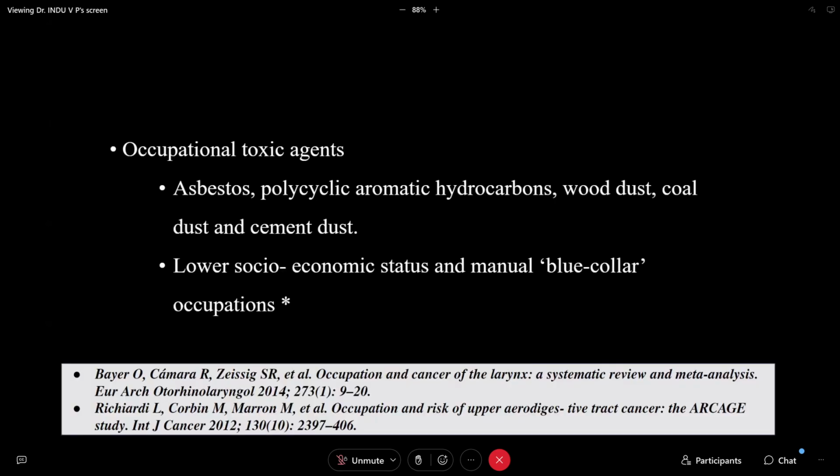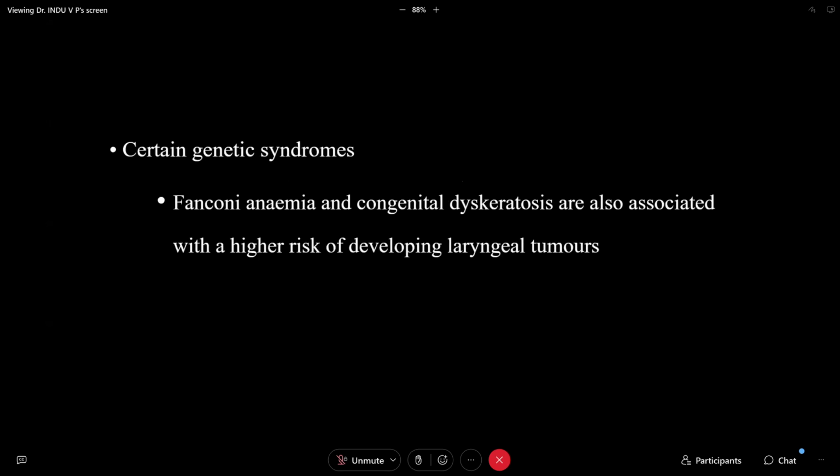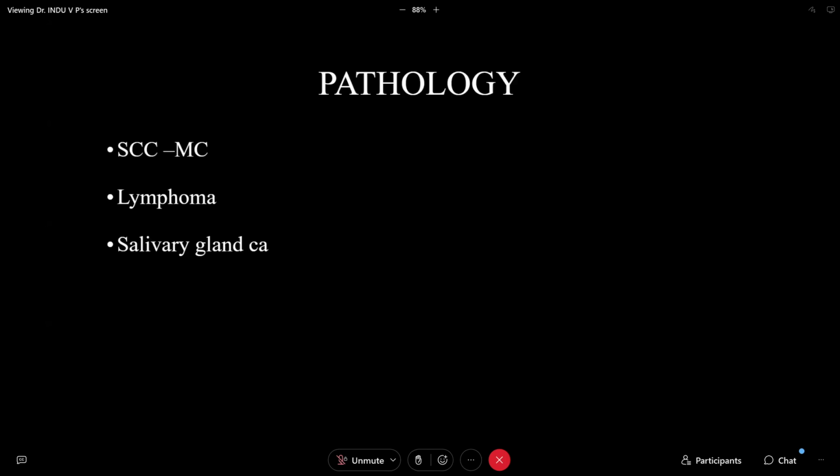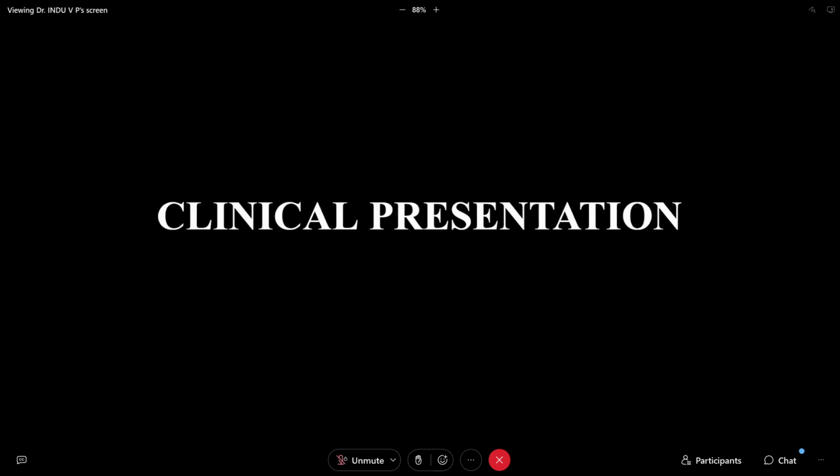Other occupational toxic agents that may lead to laryngeal cancer: asbestos, polycyclic aromatic hydrocarbons, wood dust, coal dust, etc. And certain blue-collar occupations, and certain genetic syndromes like Fanconi's anemia and congenital dyskeratosis can also lead to laryngeal tumors. The most common pathology is squamous cell carcinoma, and now the clinical presentation.